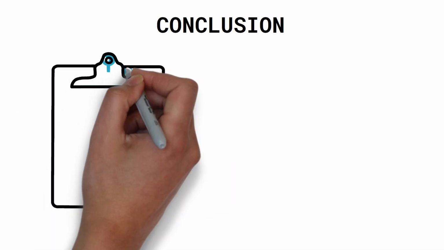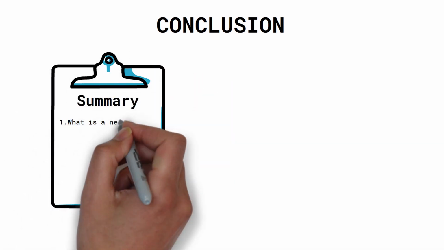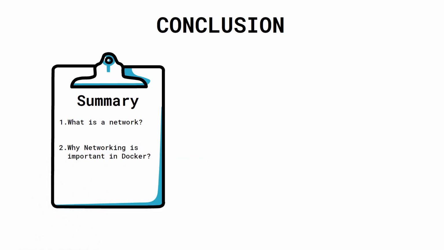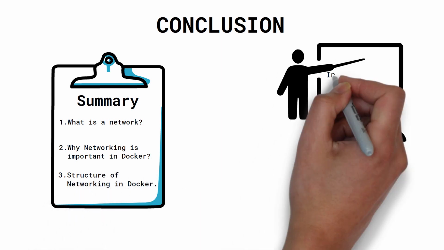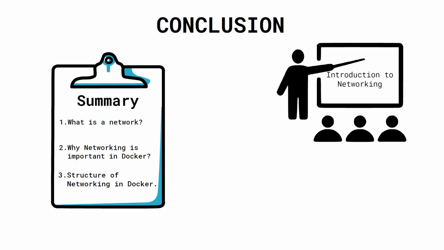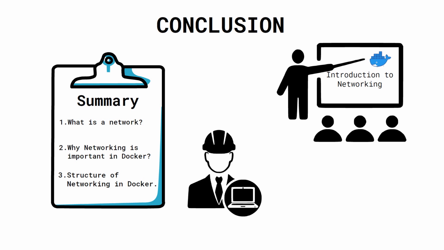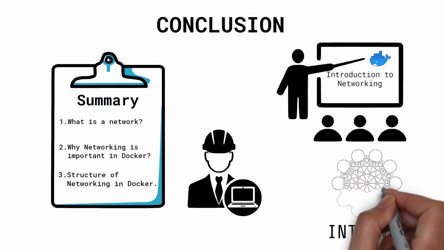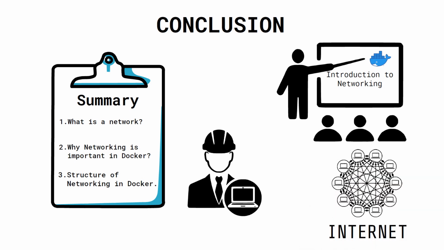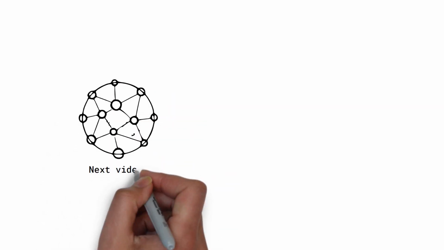All right, in this short introduction, we briefly discussed what a network is and why it's important in Docker. We also looked at the structure of this series. Knowing about the basics of networking can definitely help, not just with Docker, but as an engineer or developer in general, because so much of our work is made possible by the internet, which is itself a network. So that's what we will learn in the next part, the basics of networking.